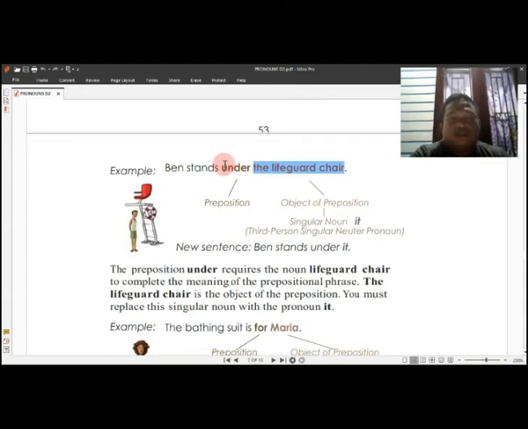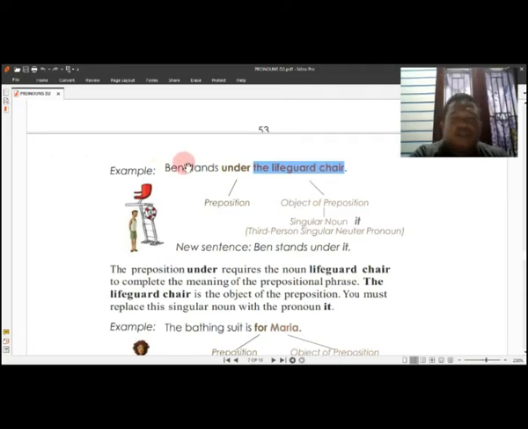Like when you say I am in a hospital, in is also a preposition. It comes before the noun hospital, right? So that is the main role of a preposition. Let's just skip that and go back to this example. The lifeguard chair as an object pronoun. We are not sure whether the lifeguard chair has a gender. We don't know whether it is feminine or masculine, but it is obvious that this is neuter, right? So we use the object pronoun it.